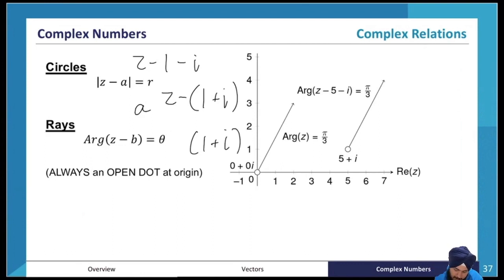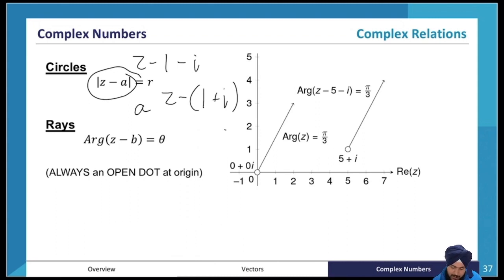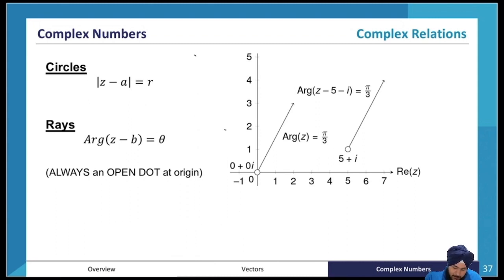If it was Z plus 1 minus i, what will that be? Well, that will be Z minus negative 1 plus i. So center point is negative 1 plus i. Make sure you return it to this original form if you're trying to work out how to draw it. Because whenever we return to the original form, we can immediately identify that A is going to be our center point. And then R is the radius.